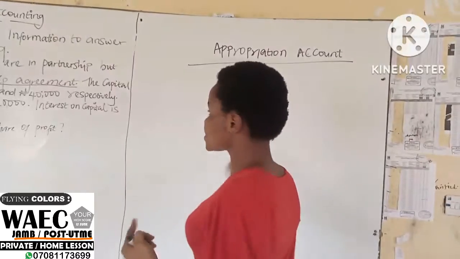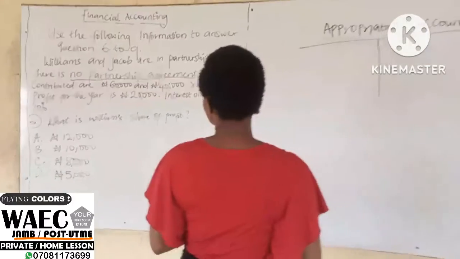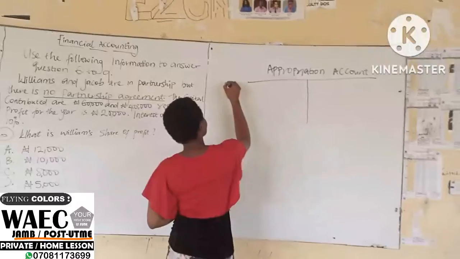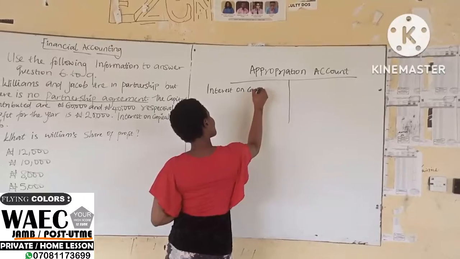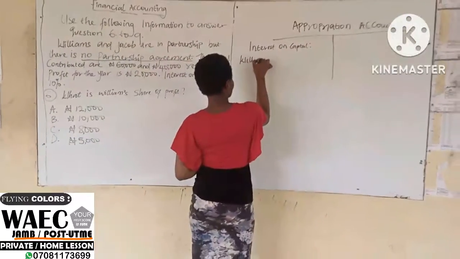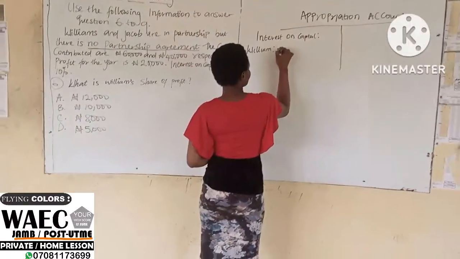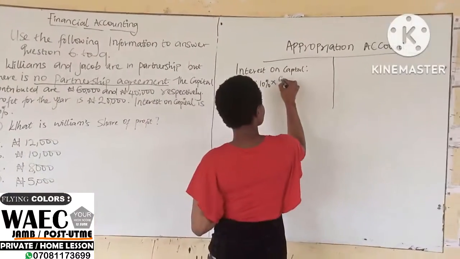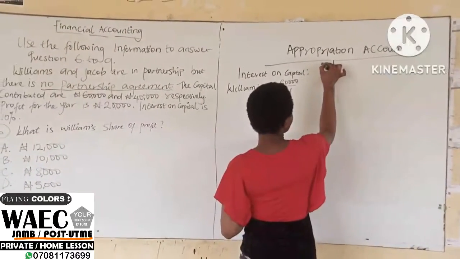Okay, here I'm using T format. Then the interest on the capital given was 10%. Interest on capital for Williams will be 10% times 60,000, which will give you 6,000.